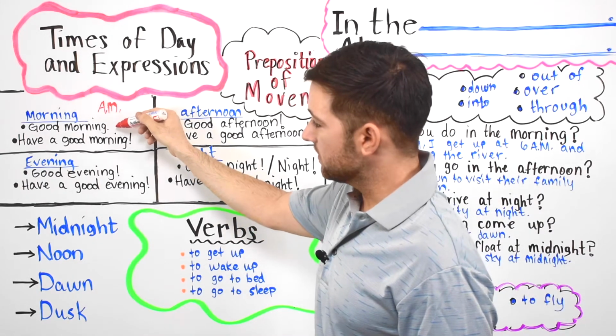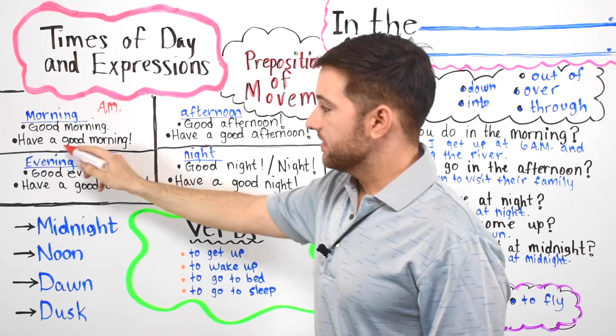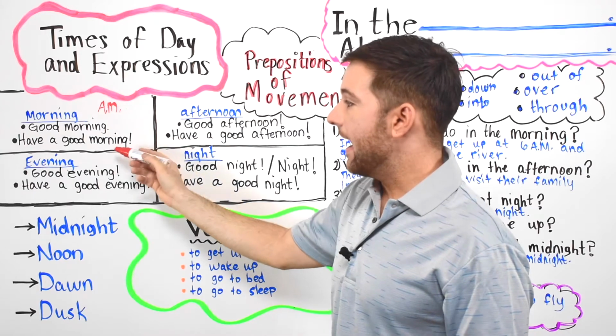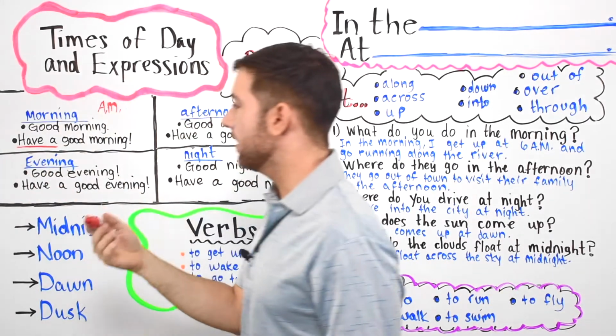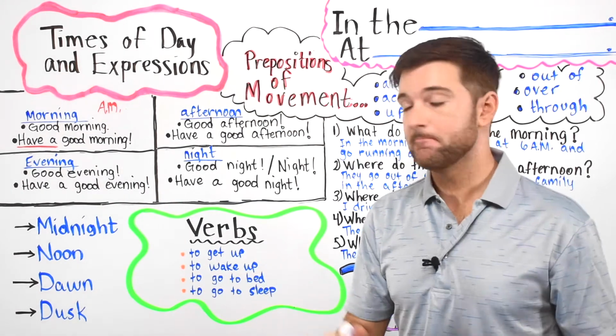So good morning is to say hi. And when you want to say goodbye, you say have a, and then good morning. Okay? So have a good morning when you want to say goodbye.